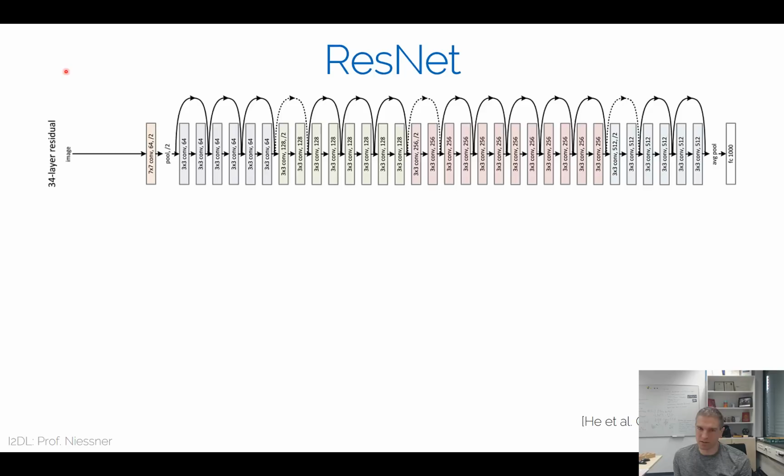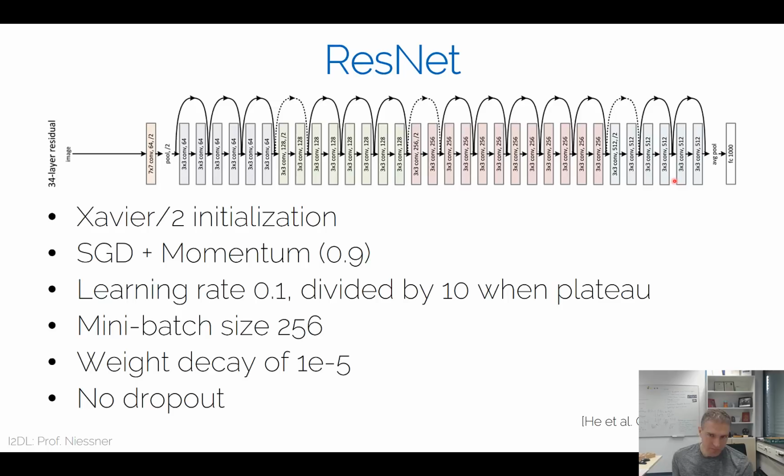And one of the ResNets was in this configuration. They use Kaiming divided by 2 initialization. They use SGD with momentum, with a learning rate of 0.1. They have a learning rate scheduler that divides by 10 whenever they hit a plateau. A mini batch size of 256, a weight decay of 10 to the power of minus 5, and no dropout at the moment. This is interesting: dropout over the history sometimes comes and goes, and there are neural networks that use it again. It's kind of funny though.